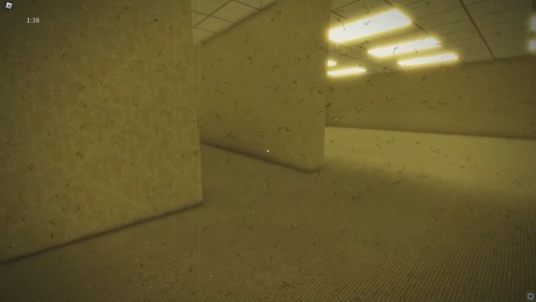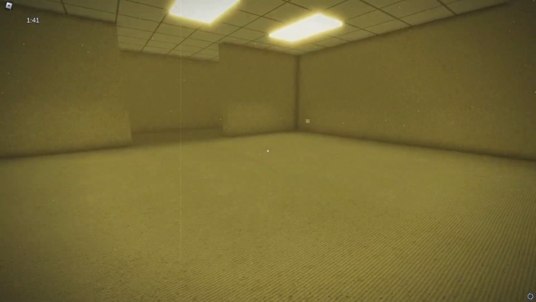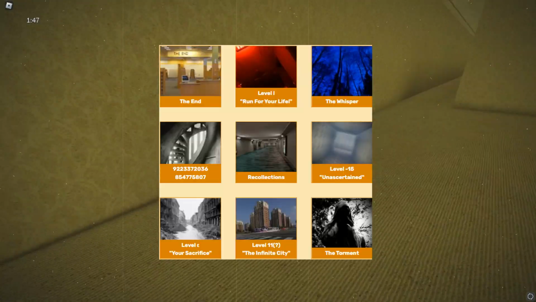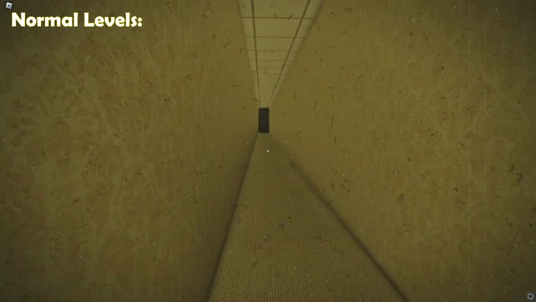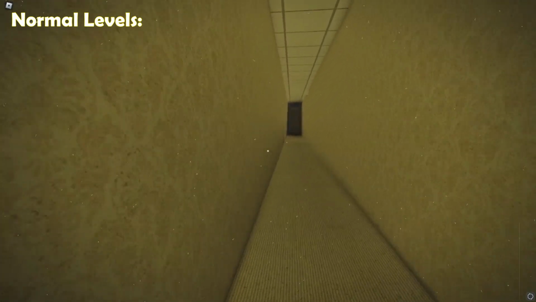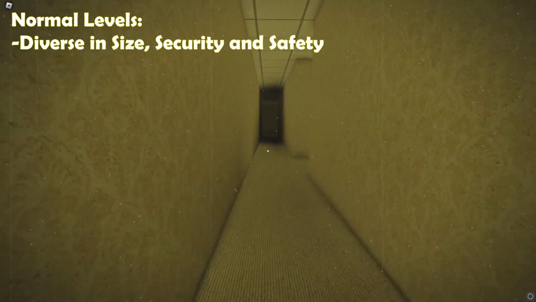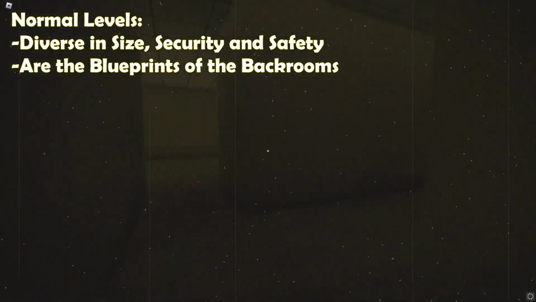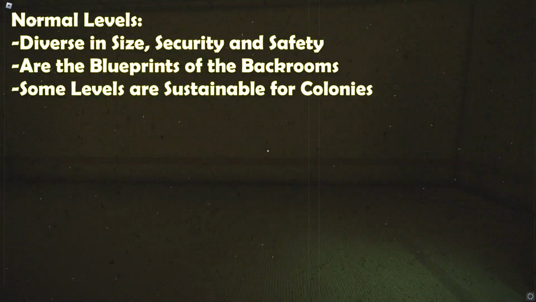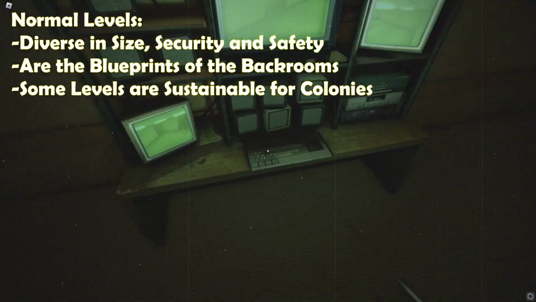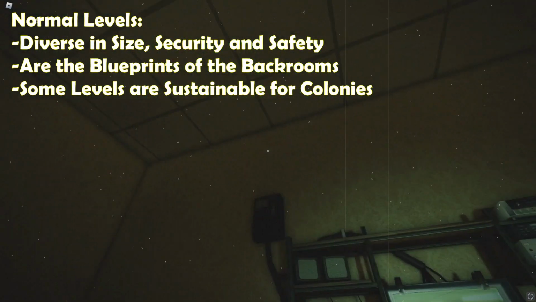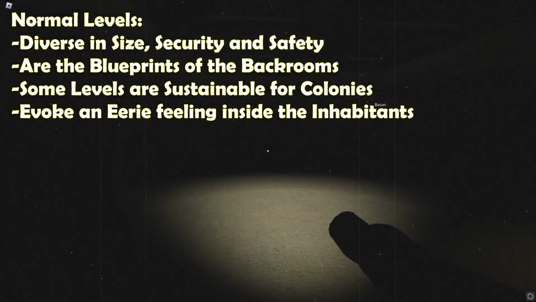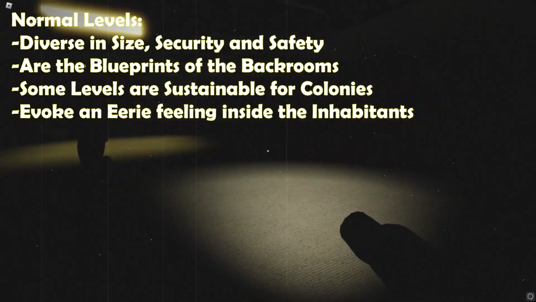The first thing we're going to talk about is levels, and the backrooms have different types of levels. There are normal levels, then sub-levels, anomalous levels, and joke levels. The normal levels are diverse in size, security, and safety, and are basically the backbone of the backrooms. Some of the levels are sustainable and you can live in there. That's why there are communities built there. But some of these levels represent what is known as liminal spaces, which basically means they evoke an eerie feeling inside the heads of the inhabitants.